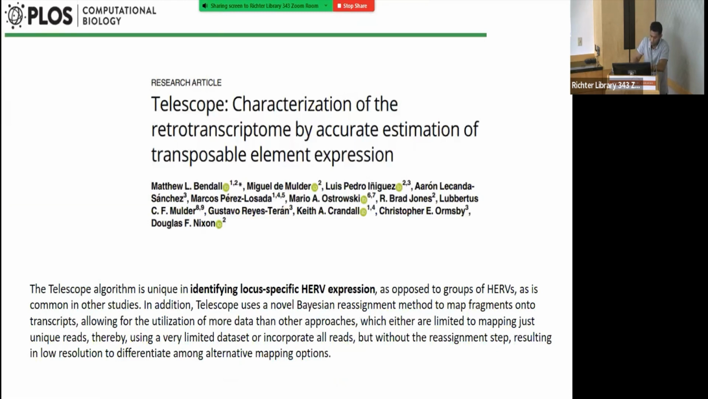And just as a quick note, normally I'm analyzing RNA-seq data, the HERV expression, or basically any kind of transposable element expression that is not normally labeled within the data set. So we have to use different kinds of algorithms, and Telescope is one of those algorithms that we use to visualize that.